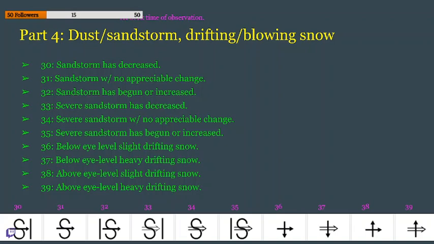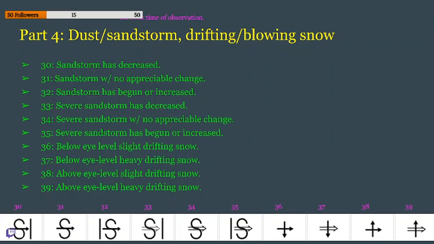30 through 32 have to do with light to moderate dust storms. The first one, number 30, indicates that a sandstorm has decreased. 31 indicates that a sandstorm is still occurring with no appreciable change in intensity. And 32 indicates that a dust storm has begun or has increased.